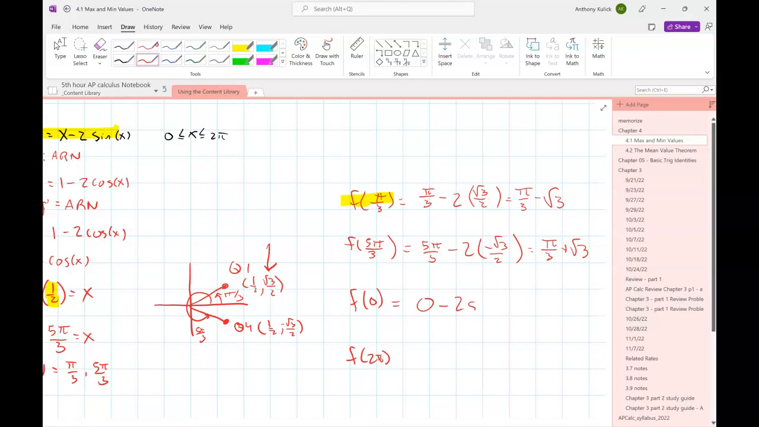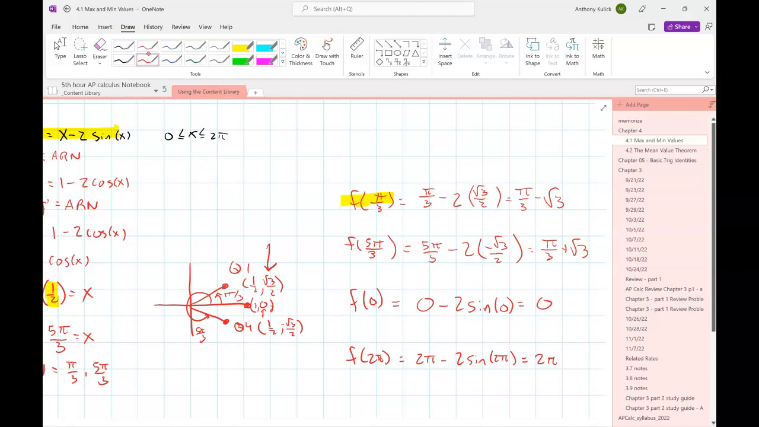0 minus 2 times sine of 0. What's sine of 0? Right, 0 degrees is here. That's the point (1, 0). So sine of 0 is 0. And if we do the same thing here, sine of 2π is at the same spot. So 2π minus 0 is just 2π.